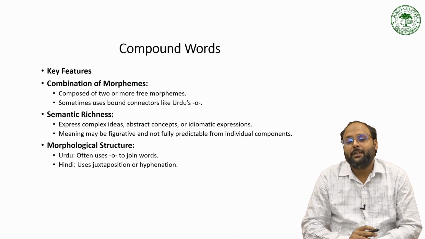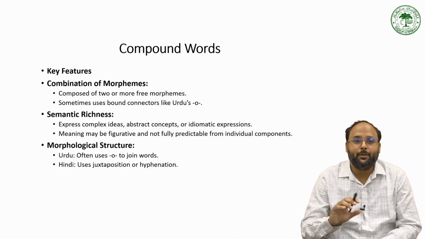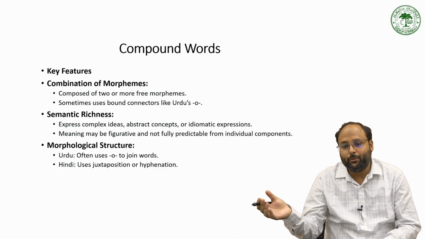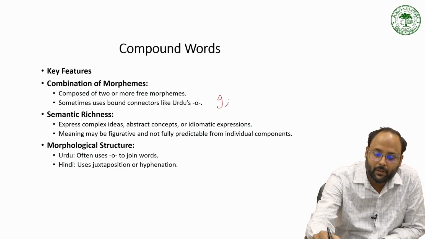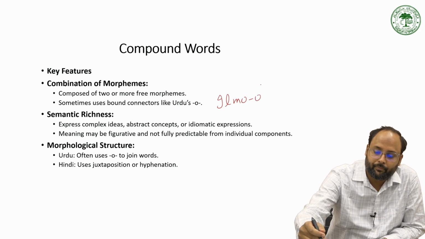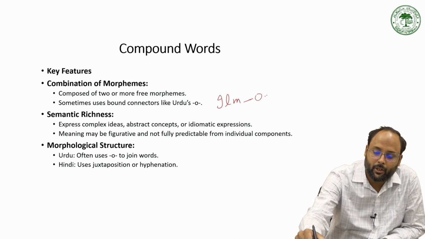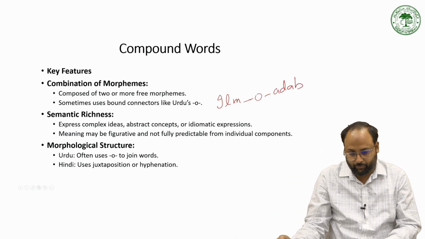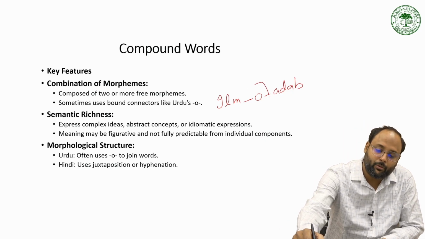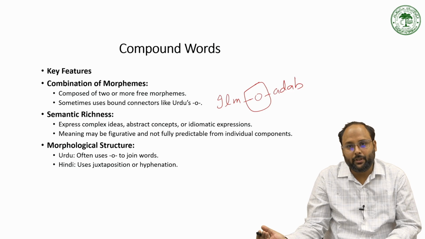So in a compound word, we combine two free morphemes. But sometimes we use connectors like o in Urdu, like the example we have given, ilm-o-adab. That is also an example of a compound that comes from Persian origin, where o is the connector. But normally we have two words together in compounding.